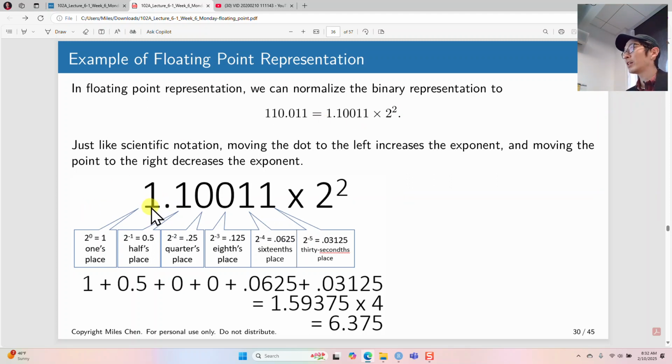Okay, so we have 1.10011 times 2 to the 2nd power. If you look at this directly, this would be 1 plus 1/2, no quarters, no 8ths, plus 1/16 and 1/32, and that's 1.59375. Then if you multiply that by 2 to the 2nd, or multiply that by 4, you get 6.375. So it works. That's our equivalent value there.